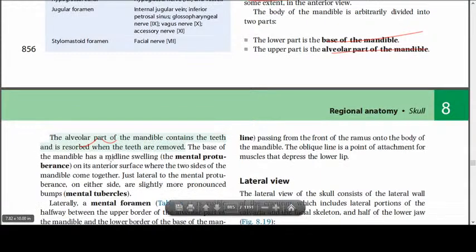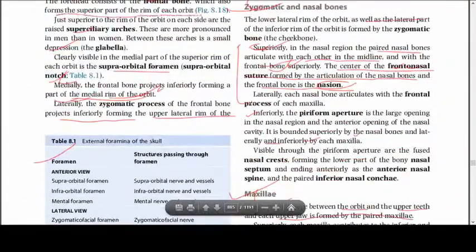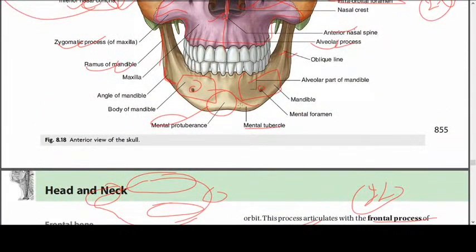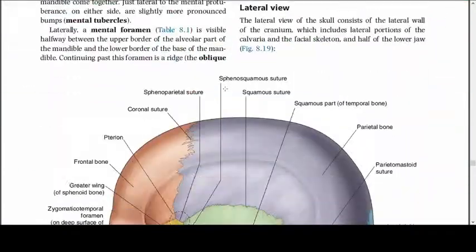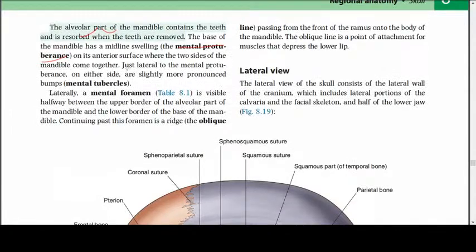The base of the mandible has a midline swelling, which is called the mental protuberance. Where is the mental protuberance? Let's see the midline. This is the mental protuberance.